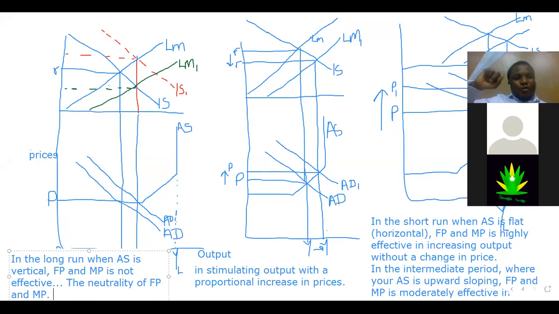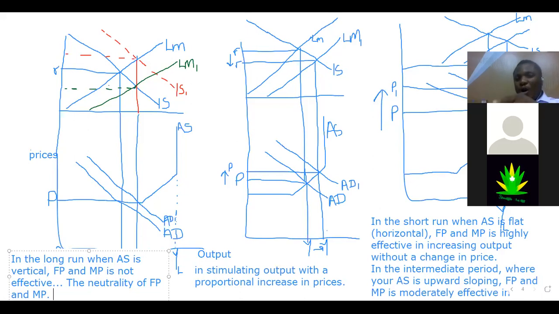In that long run, your output does not change while your prices increase. And that conforms to the idea of Friedman when he said inflation is a monetary phenomenon. When you increase the money supply, it will only lead to a proportional increase in prices. That was explained by the classicalist long-run aggregate supply curve.